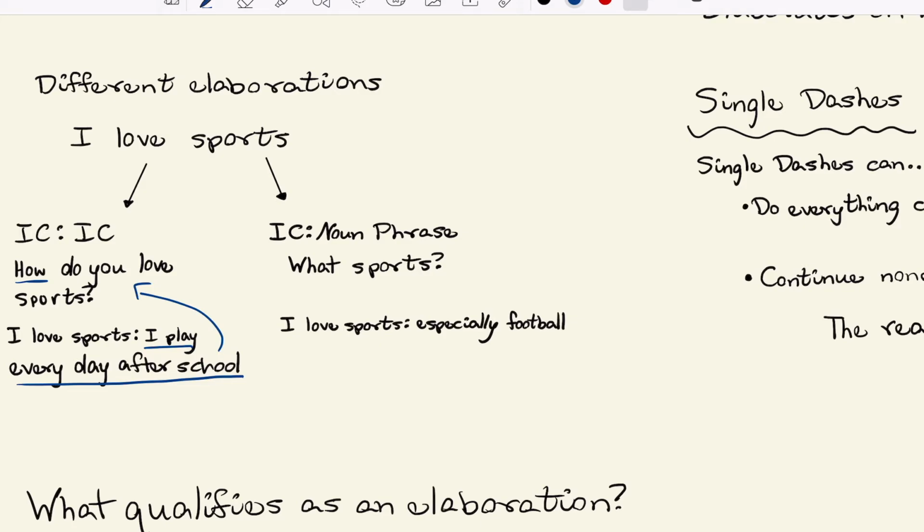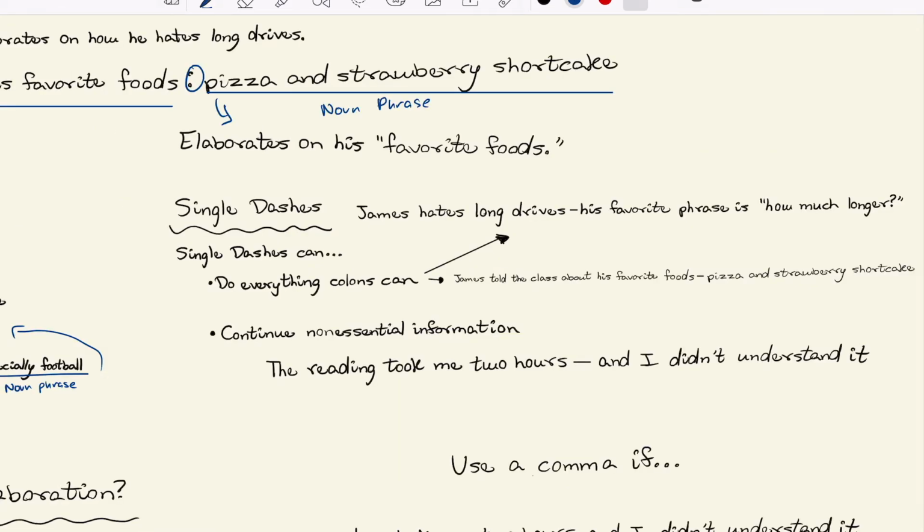For the independent clause, colon, noun phrase, you can ask, what sports? And that can be separated into, I love sports, which is the independent clause, and especially football, which is the noun phrase, answering the question, what sports do you like? Single dashes can do everything colons can.